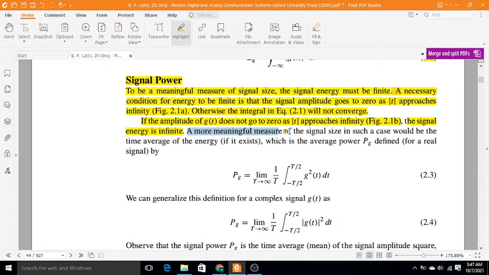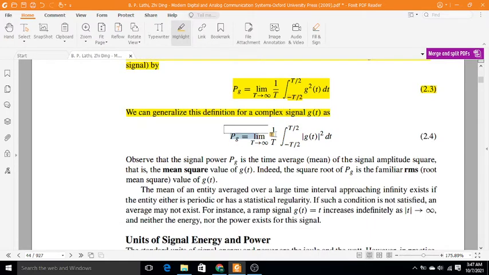A more meaningful measure of the signal size in such a case would be the time average of the energy, if it exists, which is the average power Pg defined, for a real signal, by Pg equals the limit as T approaches infinity of 1/T times the integral from minus T/2 to T/2 of g²(t) dt. (2.3) We can generalize this definition for a complex signal g(t) as Pg equals the limit as T approaches infinity of 1/T times the integral from minus T/2 to T/2 of |g(t)|² dt. (2.4) Observe that the signal power Pg is the time average, mean, of the signal amplitude square.